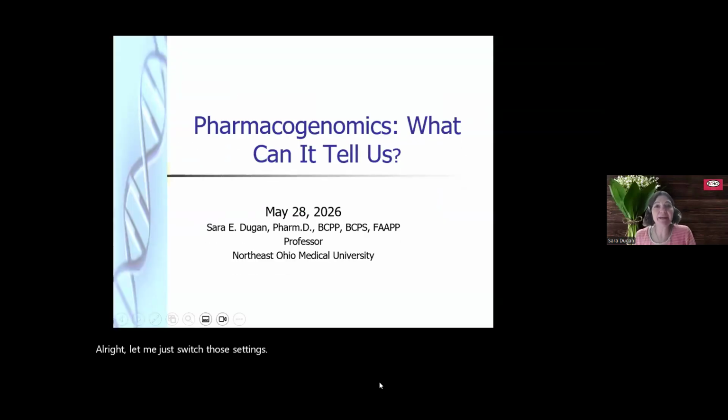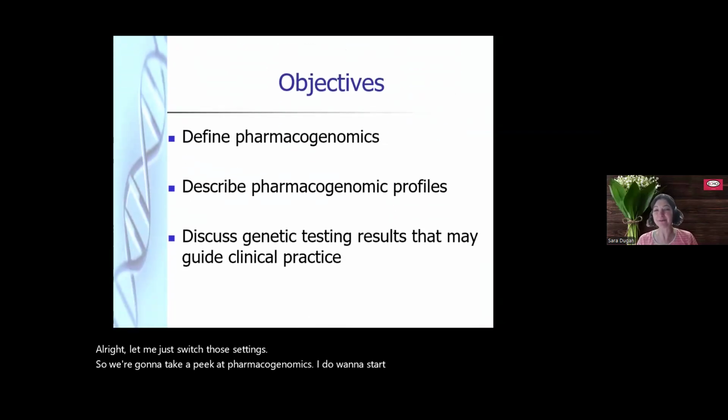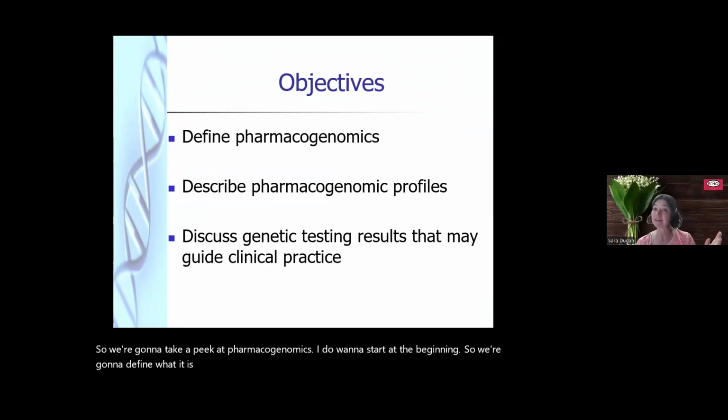So we're going to take a peek at pharmacogenomics. I do want to start at the beginning. So we're going to define what it is, describe what those profiles may look like, and then identify some of the areas where the results may make a difference. So how can we use that information in the care of our patients?